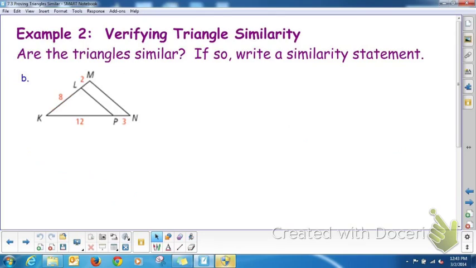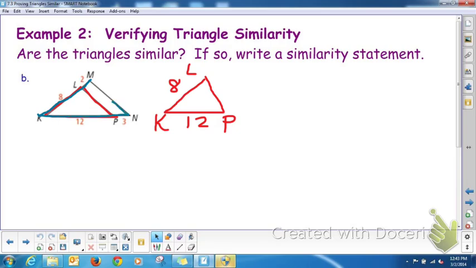So are these triangles similar? If so, write a similarity statement. Well, it's important that you recognize the two different triangles that you have in this picture. We have two triangles here. We have triangle, and you know from our work with overlapping triangles when we were doing congruence, I have this triangle, LKP, where L to K is 8 and K to P is 12. I don't know LP. Then I have this other triangle, the larger one, MKN.